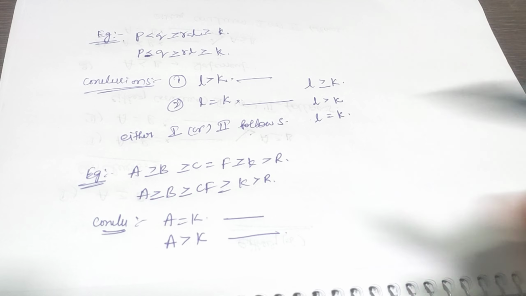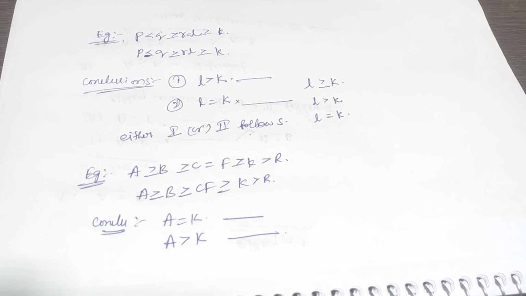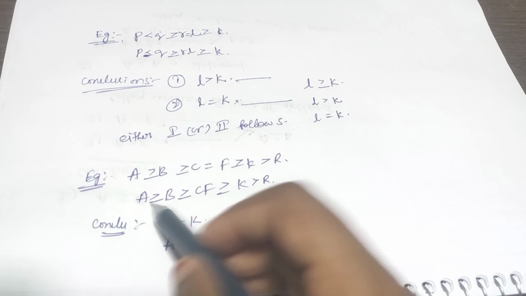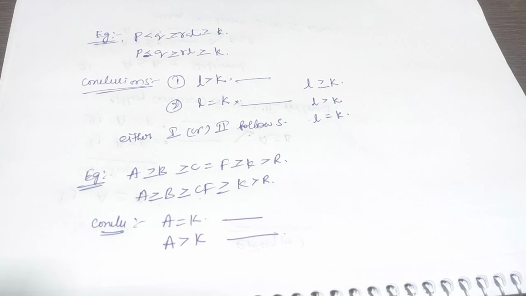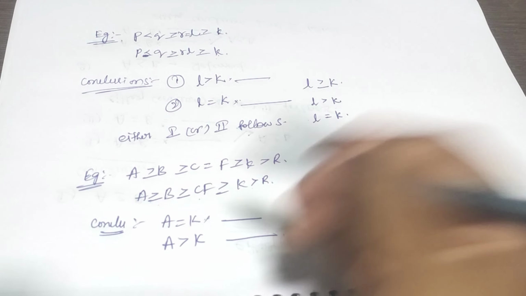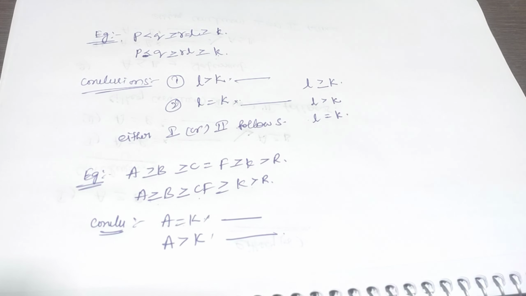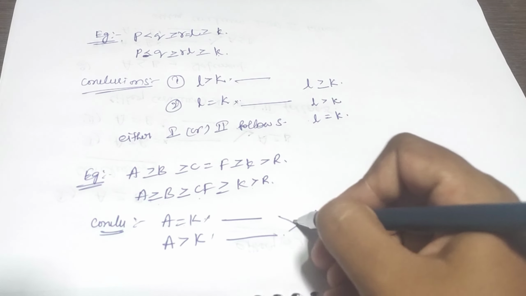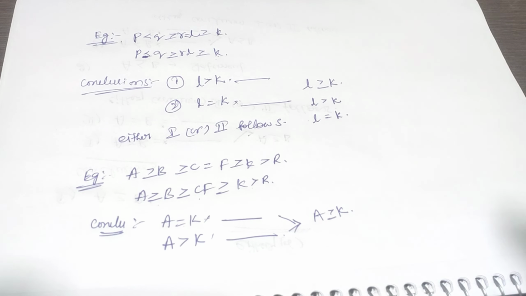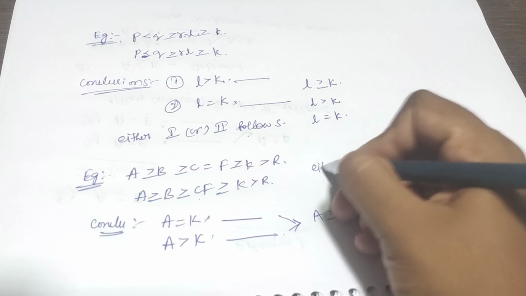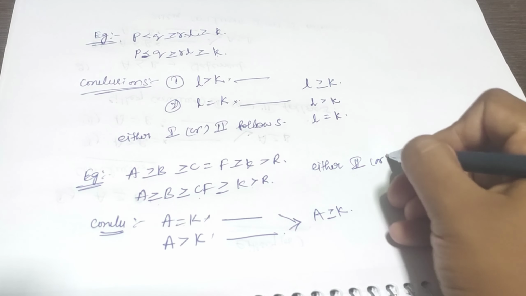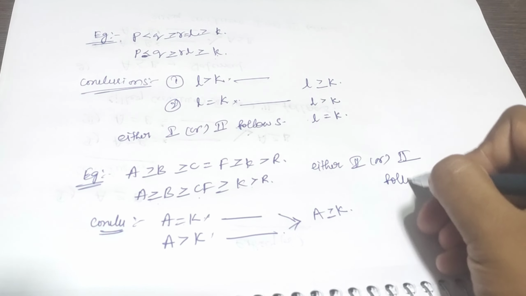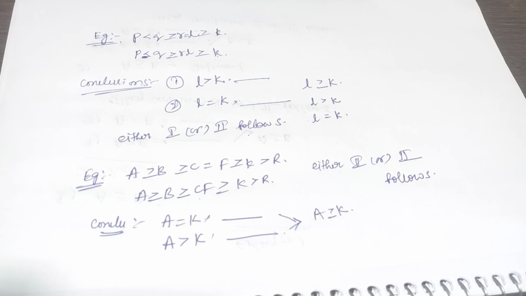Now, between A and K, what are the symbols we have to see, right? A is here, K is here. Between A and K, greater than or equals to is the common symbol. Here A is equals to K, initially it's wrong. A is greater than K, also wrong. By combining these two statements, we get A is greater than or equals to K. Got it? So in this type of conclusion, we have to go with which option? Yes, either 1 or 2 follows is the correct answer for this type of questions.